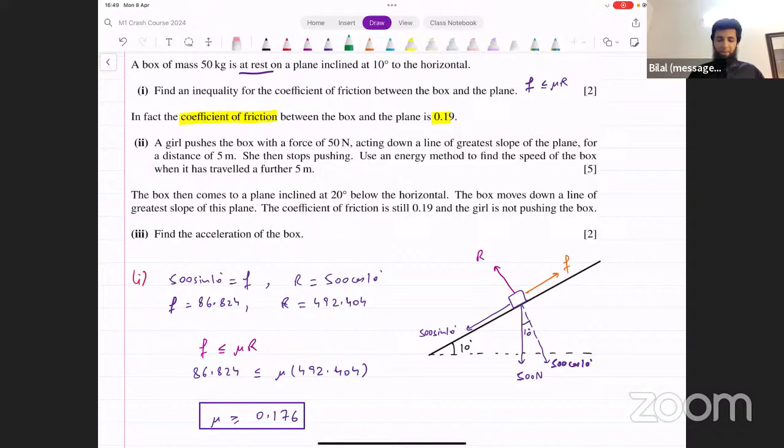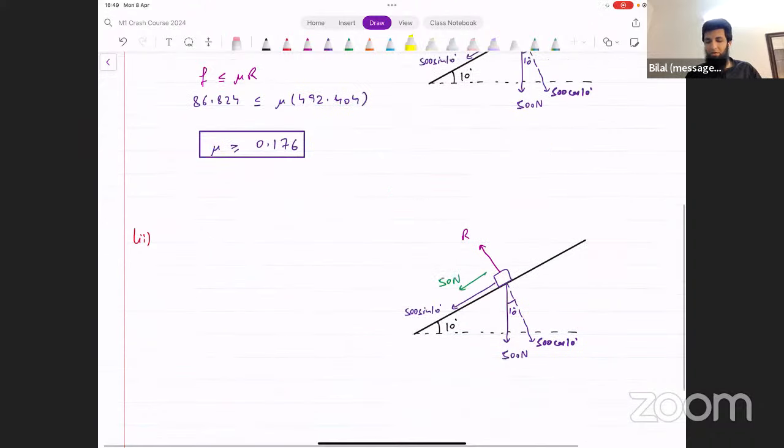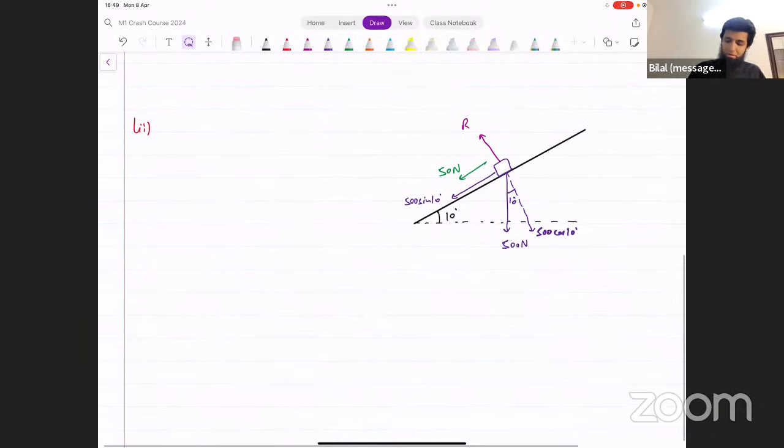So she pushes the block for 5 meters, and then the box travels 5 meters more after that. We need to find the speed of the box when it has traveled a further 5 meters. Okay, now how do we think about this? These were the forces acting. Now we have another force acting, the driving force. We've got weight as well.